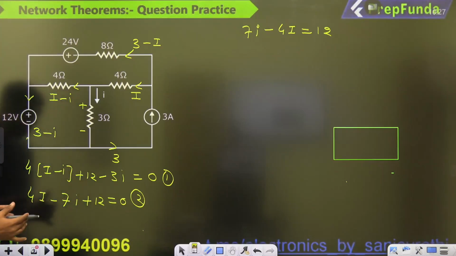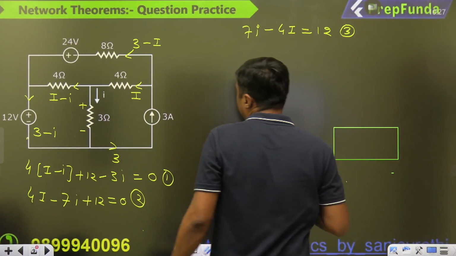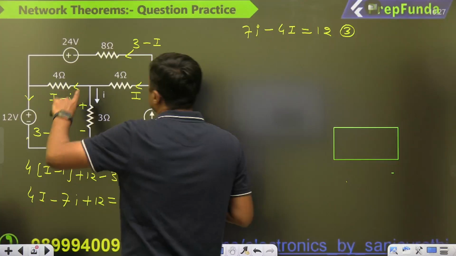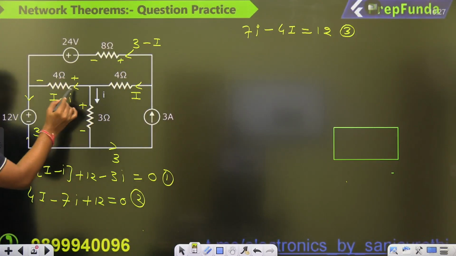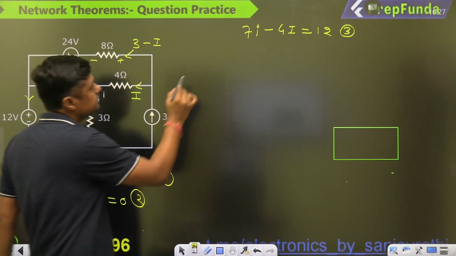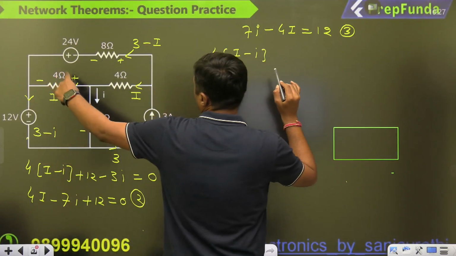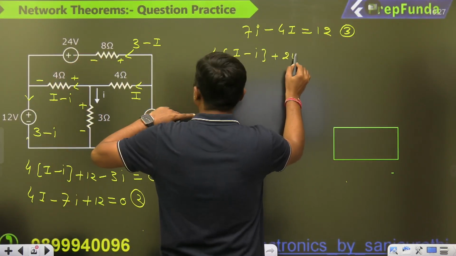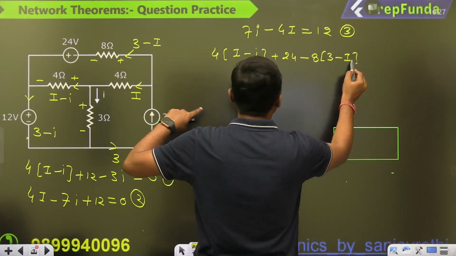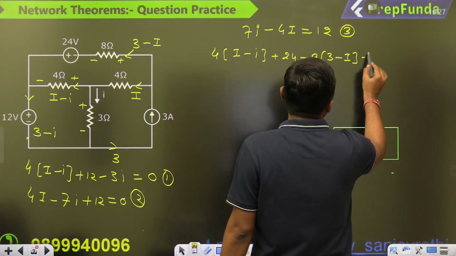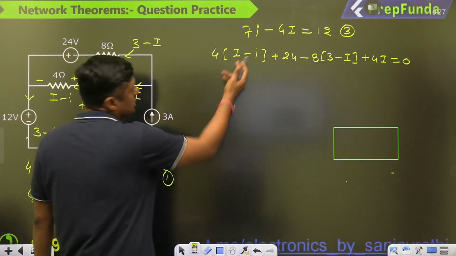If you have any doubt in this equation, you can give the number of equation, first, second or third. Right? Second, again you can apply the loop here from this point. This is the plus minus, this is plus minus. So you can write, go like this, 4 times of I minus i, plus 24, minus 8 times of 3 minus I plus 4 times of I is equal to what? 0. Now, 2 unknowns, 2 equations, we have to find the small i.